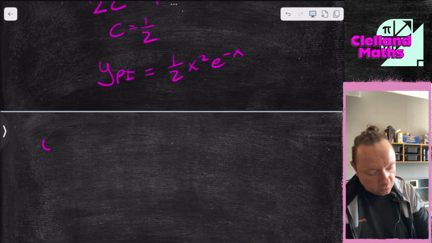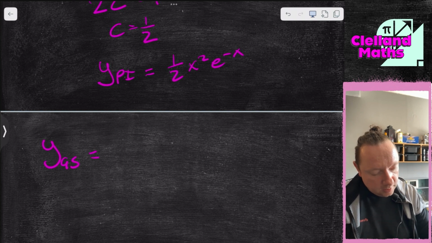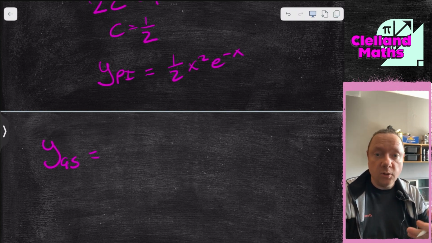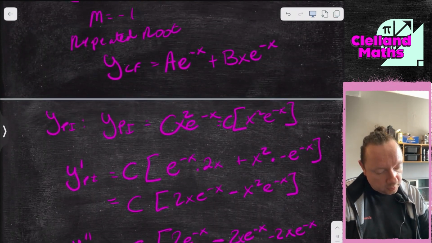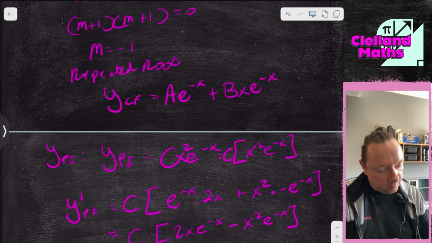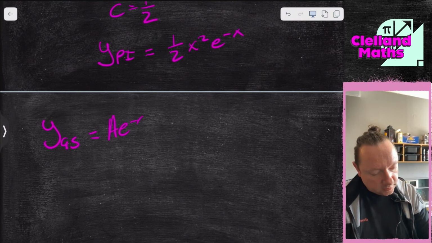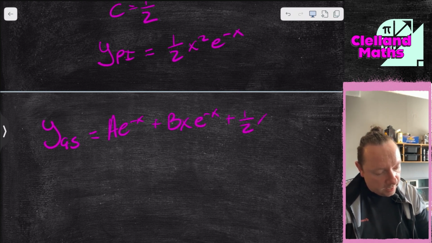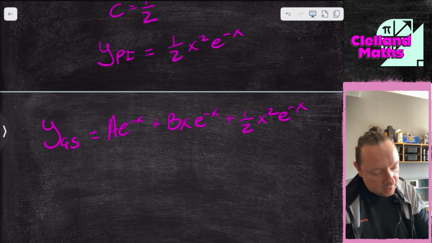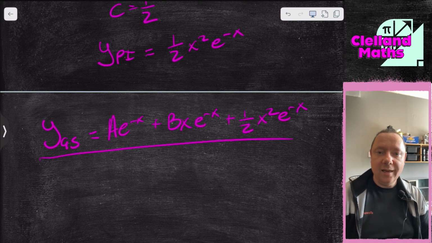So that means that our general solution, y, is our particular integral plus our complementary function. So our complementary function way back up here, a e to the minus x plus bx e to the minus x, plus a half x squared e to the minus x. And finally, we're done there.